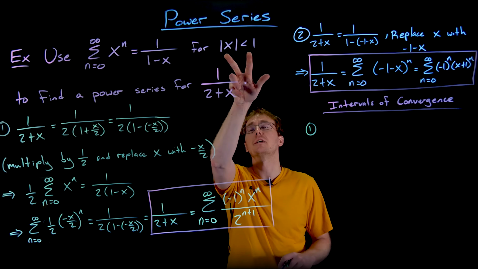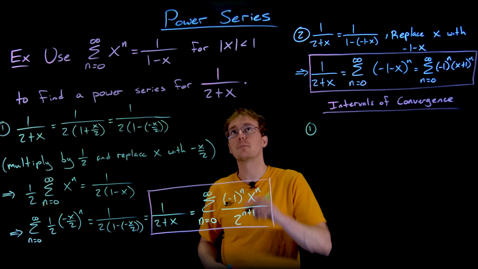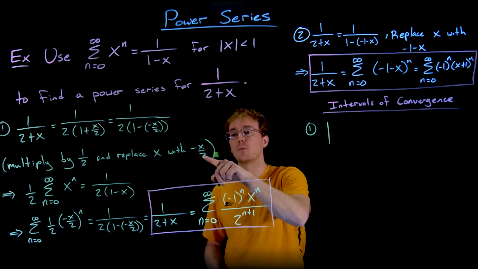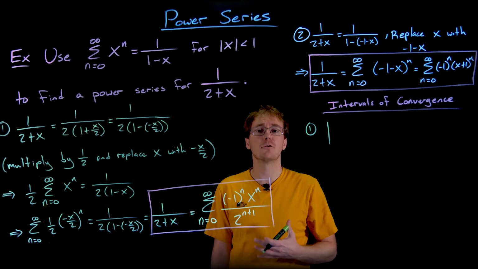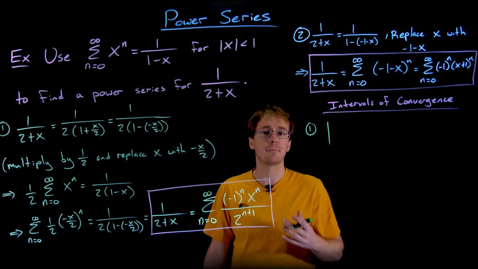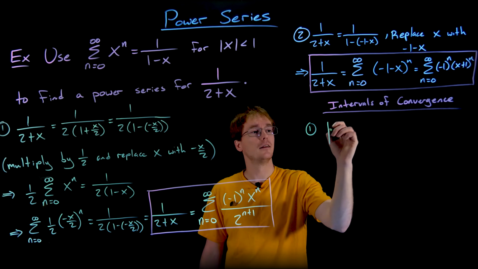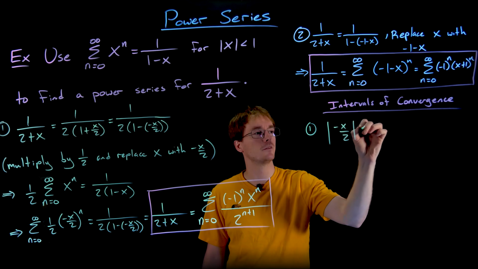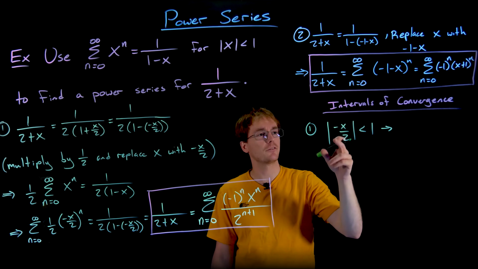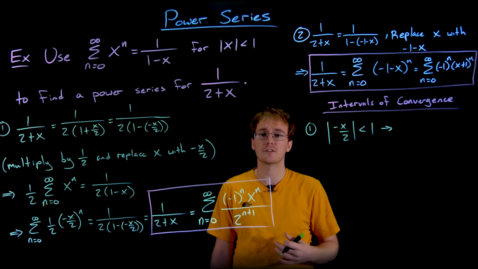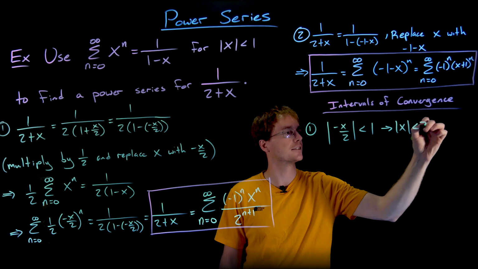So remember, the original inequality to describe the interval of convergence was the absolute value of x is less than 1. If we replace the x in that inequality with what we replaced x with in our series, we'll get an equivalent inequality describing the interval of convergence for our new function and power series. So instead of having the absolute value of x is less than 1, we have to have the absolute value of -x over 2 is less than 1. Well, we can kind of drop that negative sign inside and be left with the absolute value of x divided by 2 is less than 1. And then we can multiply both sides by 2 to see the absolute value of x is less than 2.